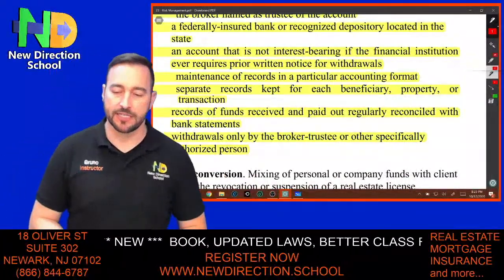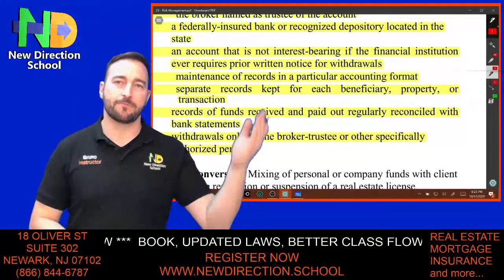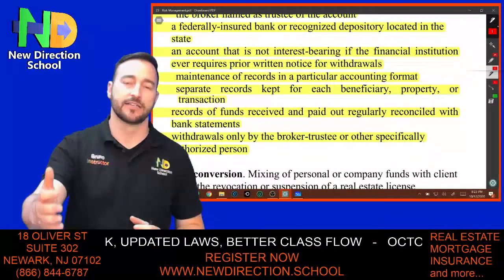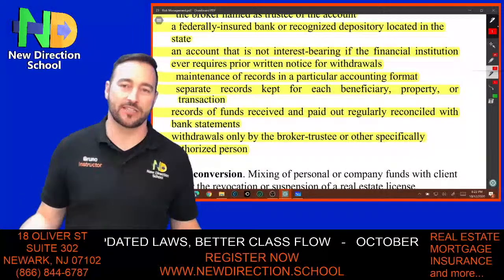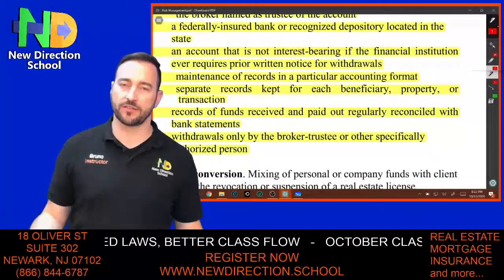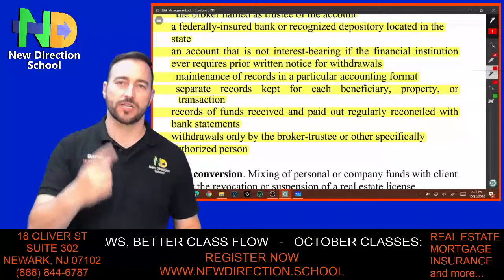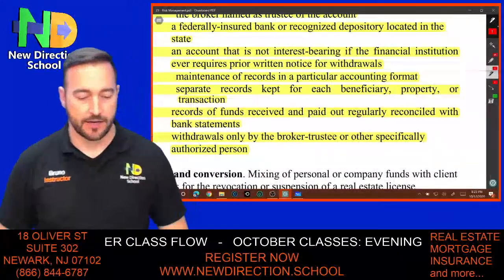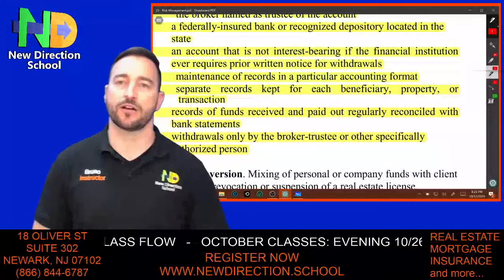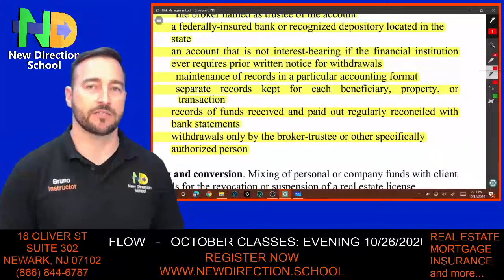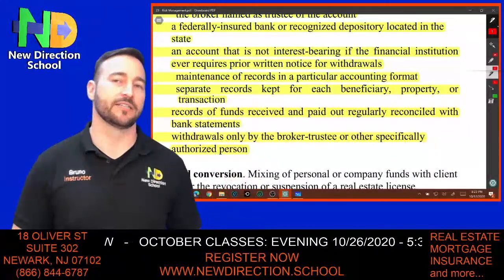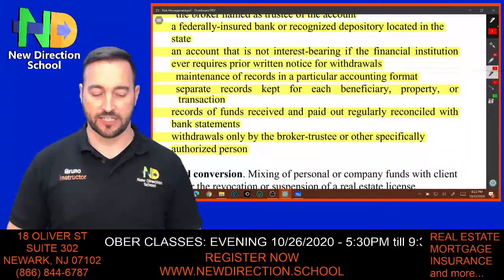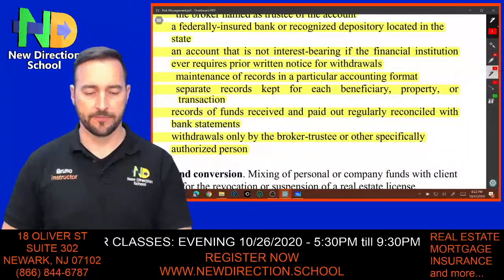Maintenance of records in a particular accounting format, with separate records kept for each beneficiary, property, or transaction. Because guys, if we have 1,000 transactions running in a month, do you think we're going to open 1,000 accounts? No. It's one account. We hold proper accounting for everybody's money. Record of funds received and paid out regularly, reconciled with bank statements, and withdrawals only by the broker, trustee, or other specifically authorized person. Okay?